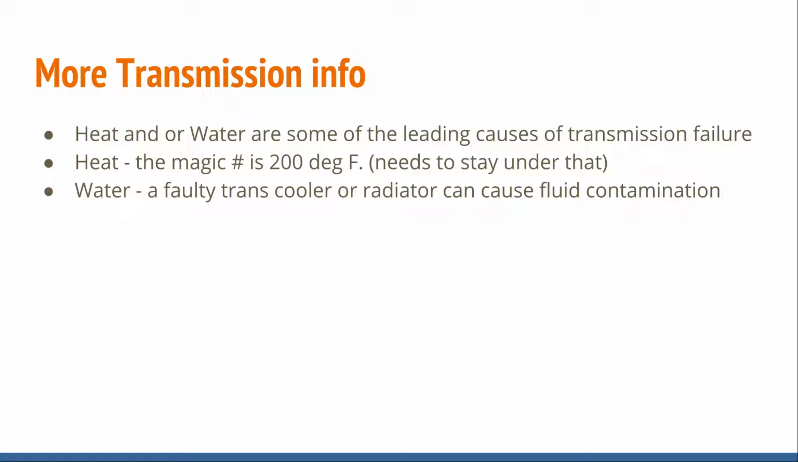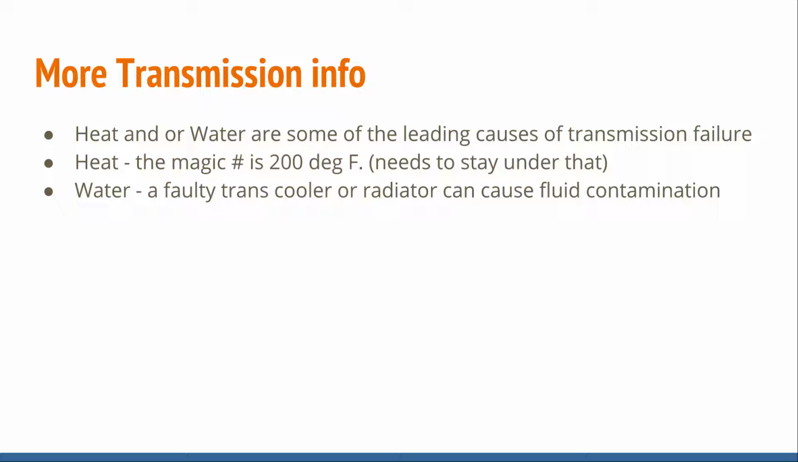And so you're thinking, how does water get inside a transmission? Well, a faulty transmission cooler or radiator or heat exchanger can cause fluid contamination. There's always going to be some type of system on there where the transmission fluid goes right up against the engine coolant using some sort of a heat exchanger.